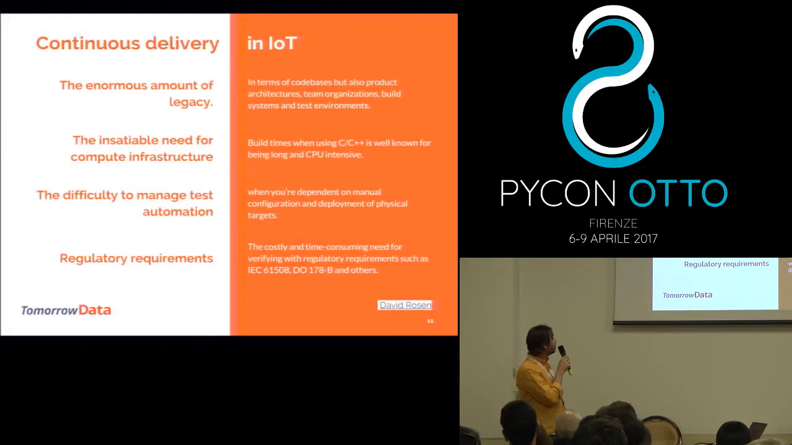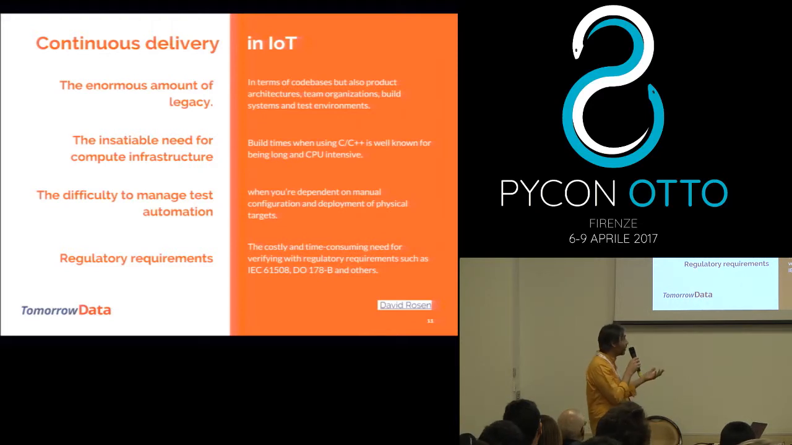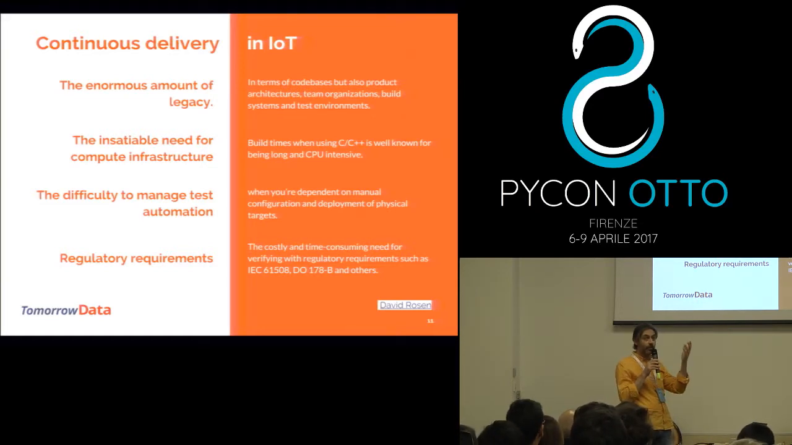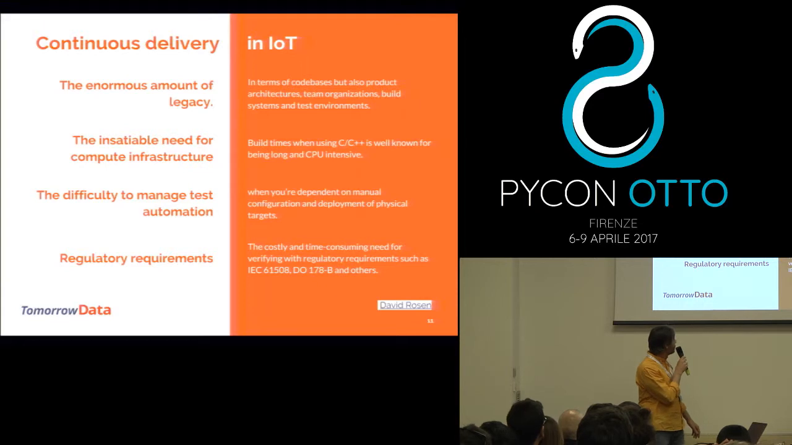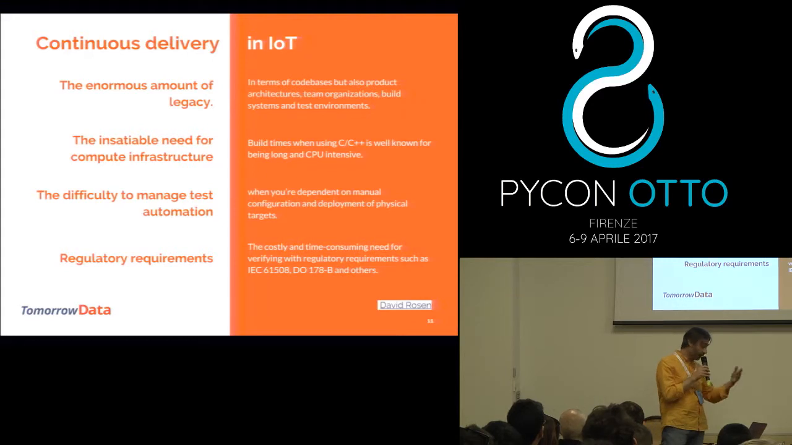These are by David Rosen. The first one is the enormous amount of legacy, so you do not have standard hardware out there. The second point is that firmware is mainly developed in C, and you have a huge need of building power somewhere, so it takes a lot of time to make the builds. Test automation is very difficult, in comparison to what we think about continuous delivery in the cloud and server settings. And last but not least, the regulatory requirements: if you attach a device near an industrial machine, you have to be compliant with a lot of regulations, different from country to country.